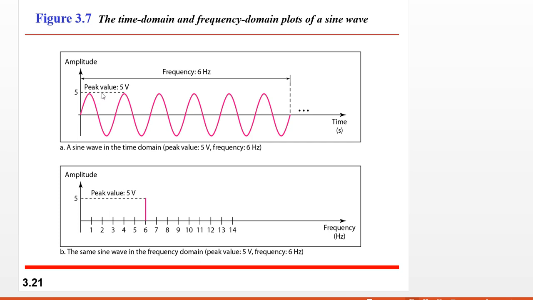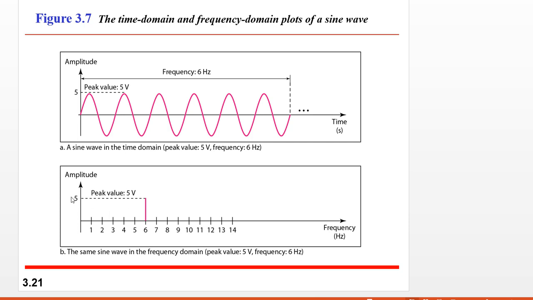In the above wave the frequency is 6 hertz, so the same wave can be drawn with frequency in the horizontal axis, with the numbers 1 2 3 4 5 6. So I have to take 6 hertz. What is the peak amplitude value? 5 volt. So you can represent that 5 volt. To represent this 6 hertz frequency, you just need one spike in the frequency domain. That is enough to understand the characteristic of the wave.